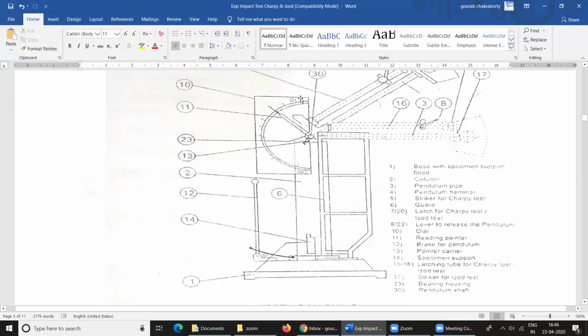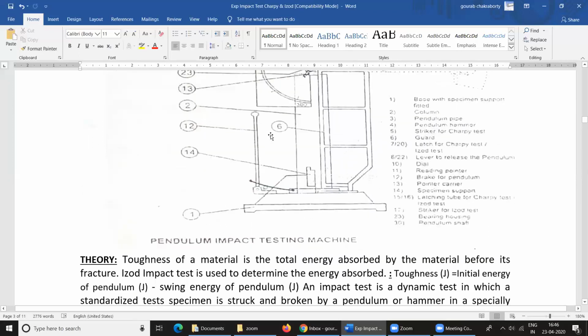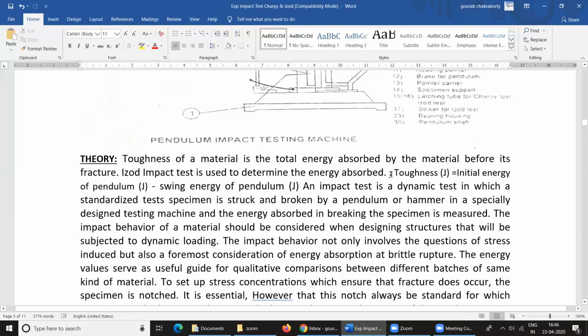And we check whether the fracture is ductile or brittle or a mixed fracture. So this is how toughness is determined. The toughness is initial energy of the pendulum minus swing energy of the pendulum.